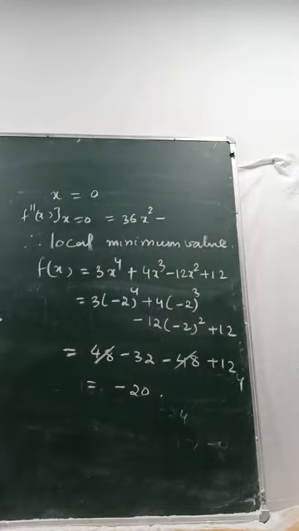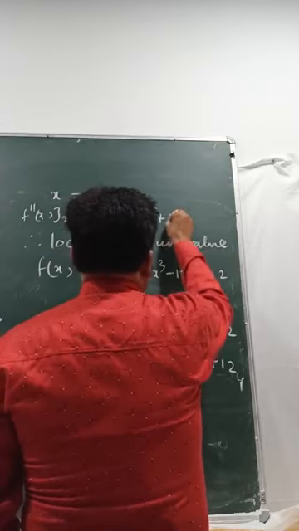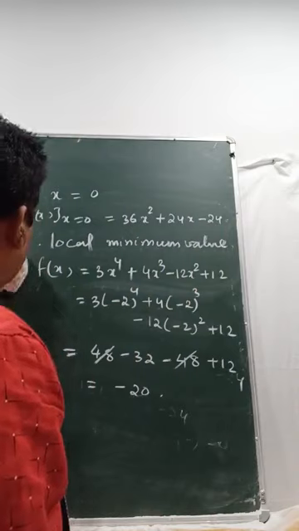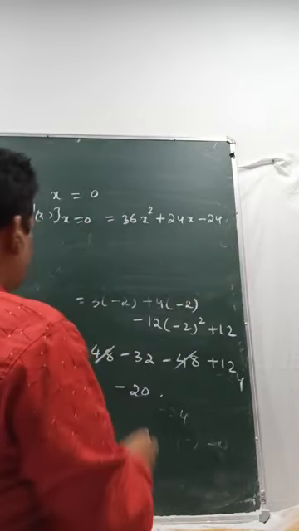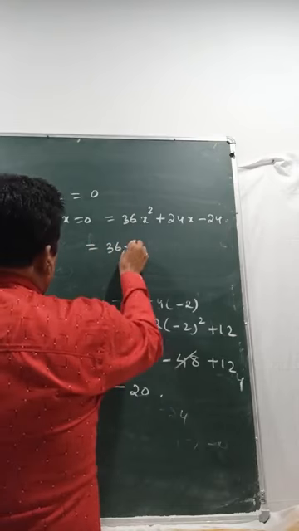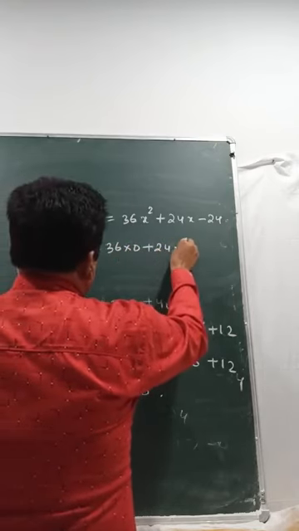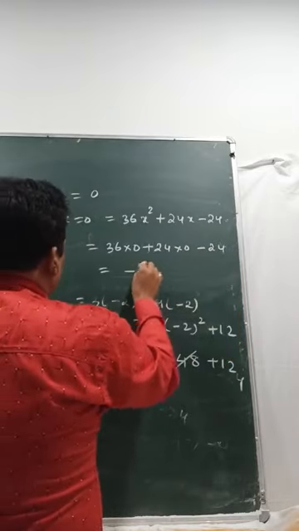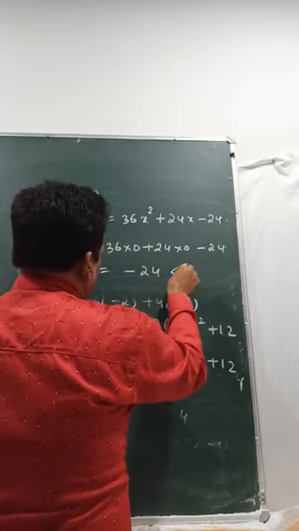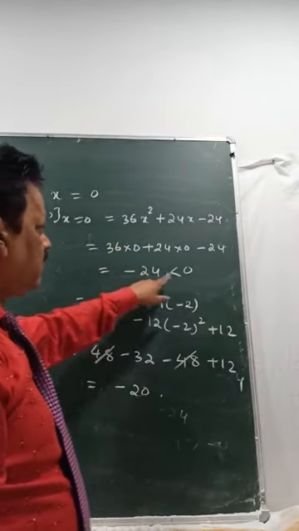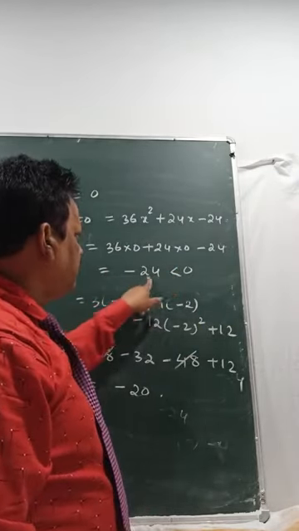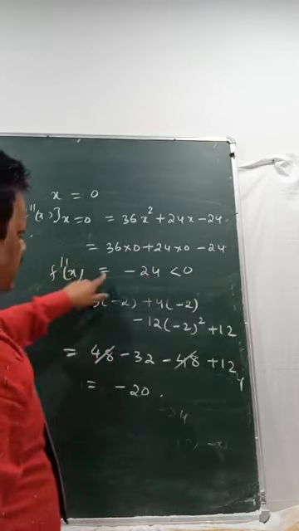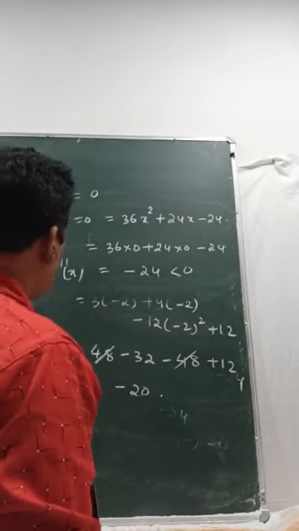Check how much you have got there. Plus 24x minus 24. So if I put x equals to 0, how much do I get here? Then 36 into 0, 24 into 0, minus 24. So again minus 24 means less than 0. So this is your maximum value because your second derivative is negative, less than 0, means you have a local maximum here.